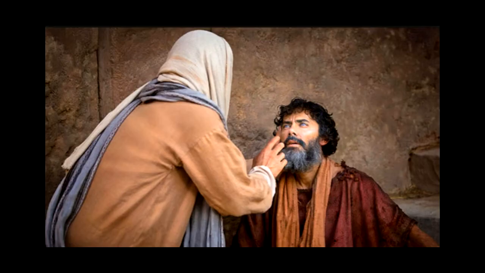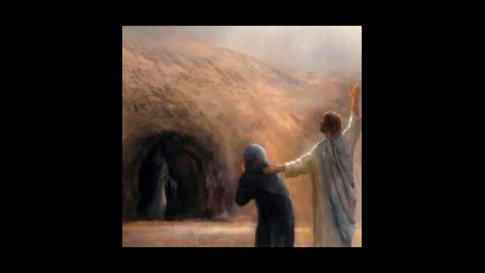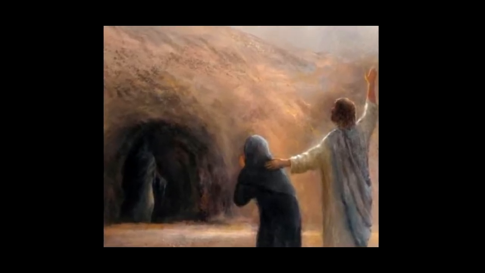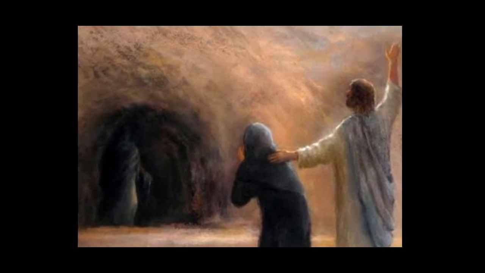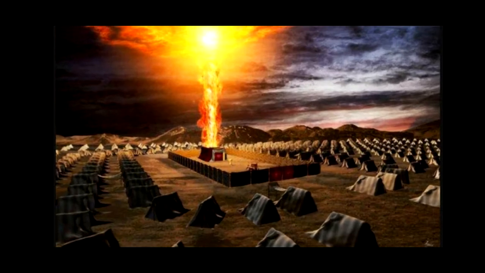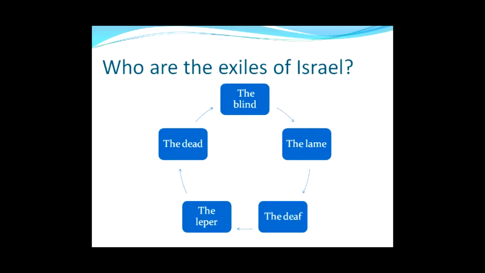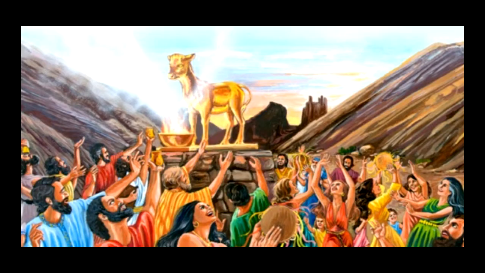At his first coming, when Yeshua healed the blind, the lame, the deaf, and the dumb, and when he raised the dead, he is prophesying of his role to physically end the exile of the 12 tribes of Israel at his second coming. The terms blind, lame, deaf, dumb, and dead are spiritual terms describing the exiles of Israel for breaking the covenant at Mount Sinai.